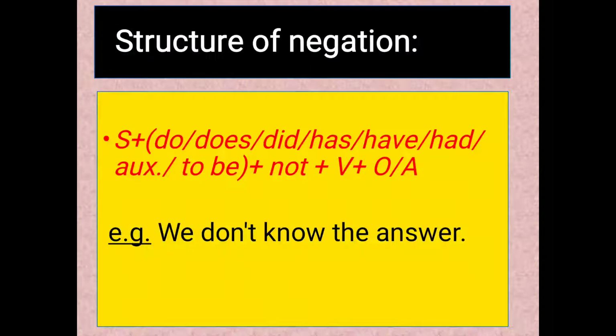Here is one example: We don't know the answer. So here, do not, these words show negative assertion that we don't know the answer.